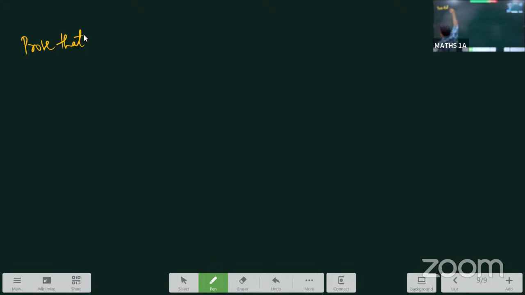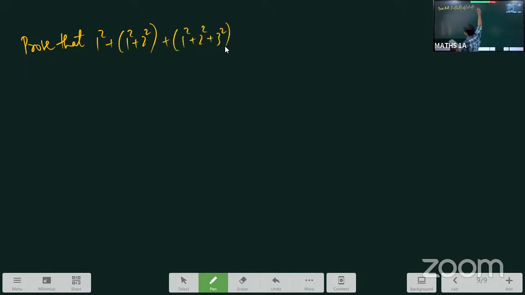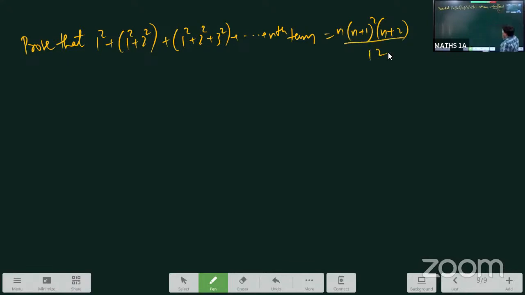Next, most important again. Prove that 1 square into 1 square plus 2 square plus 1 square plus 2 square plus 3 square plus so on plus again nth term. That is what I have to show: n into n plus 1 whole square, n plus 2 by 12. Again nth term is missing, right? So let S of n be the statement.